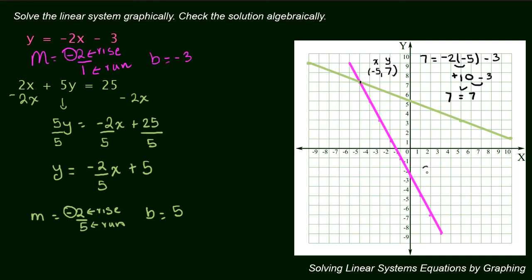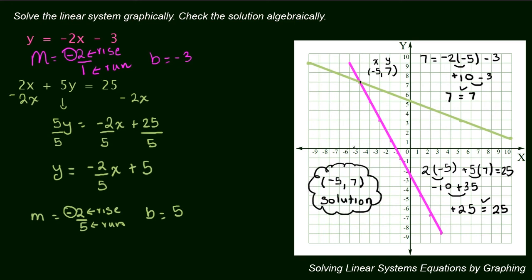2 times negative 5 plus 5 times 7, does that give me a positive 25? 2 times negative 5 is negative 10. Positive 5 times 7 is positive 35. They're different signs, so I subtract and keep the sign of the bigger number, which gives me a positive 25, and positive 25 is equal to positive 25, and so this works, and therefore our solution to this system of equations is x equals negative 5 and y equals 7.